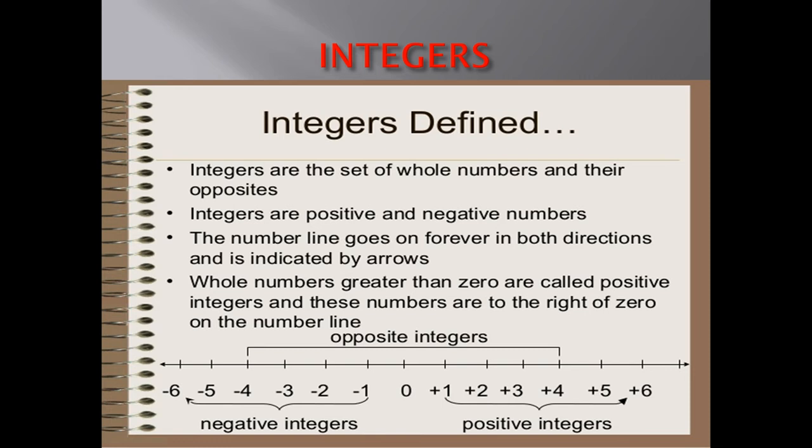Integers are positive and negative numbers. For example, 1, 2, 3, 4 and so on, these are positive integers, and -1, -2, -3, they are called negative integers. The number line goes on forever in both directions and is indicated by arrows. For example, in this diagram, at center 0, on the right side there are positive integers, on the left side of 0 there are negative integers. Whole numbers greater than 0 are called positive integers, and these numbers are to the right of 0 on the number line. So this is the definition of integer, a collection of whole numbers and their opposites.